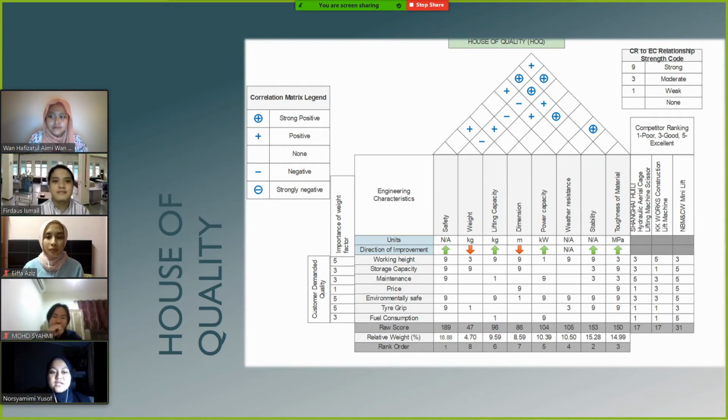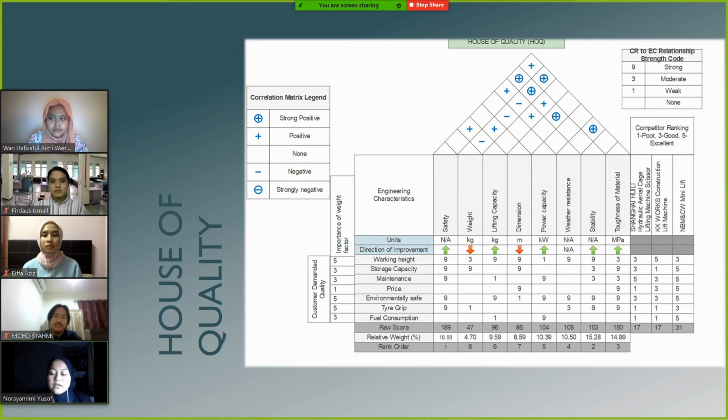So the next part is house of quality. Our HOQ is based on information gathered from our client, which is Mr. Michael as the senior mechanical engineer. From the desired quality, the first rank order is safety, which is the most important thing that needs to be considered. As the construction workers have higher risk to face the hazard at the construction sites, safety is the first thing that needs to be considered.